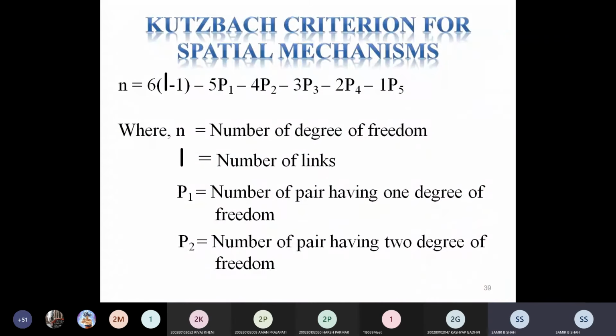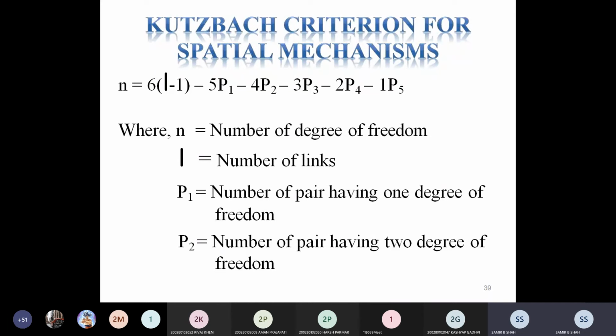Okay, in the same way there is some equation, but it may not be asked in your exam, but it is important. So Kutzbach criteria for spatial mechanism, as I discussed earlier regarding spatial mechanism. You remember the equation: n = 6(L minus 1) minus 5P1 minus 4P2 minus 3P3 minus 2P4 minus P5, where n is the number of degrees of freedom. I think this is just for your knowledge point of view. It may not be in your syllabus.